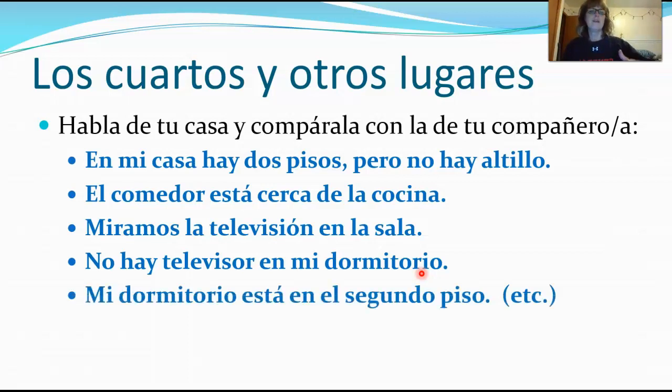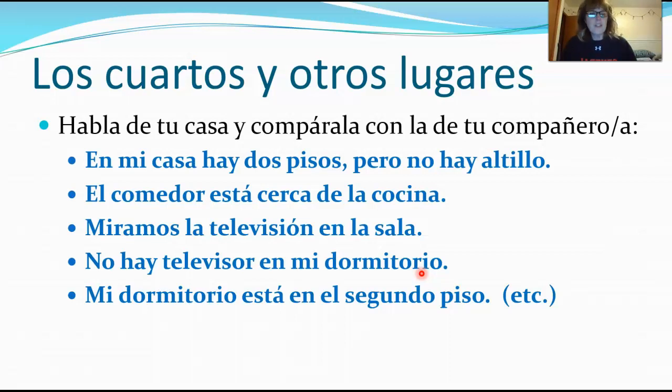Mi dormitorio está en el segundo piso, the second floor. Maybe mi dormitorio está en el sótano. En mi casa hay 3 dormitorios y 2 baños, or whatever the case may be. Since we do have a little bit of time left, and that was the only thing that was remaining for us to do today, I do want you just to think through that idea with some of those room words, or they're not all rooms necessarily. Things like garaje and pasillo and jardín. Maybe talk about what you do in some of those areas that are associated with your home.